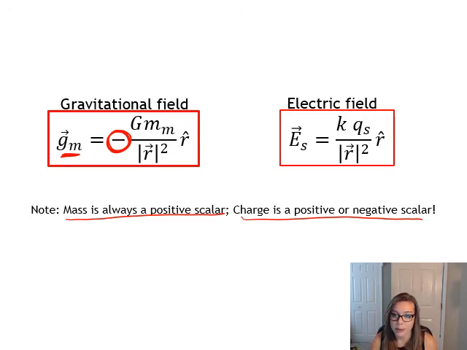The difference here with electric field vectors is that because charge can be positive or negative, the electric field can point towards that particle or away from that particle. So it really depends on what the particle is that created the field.